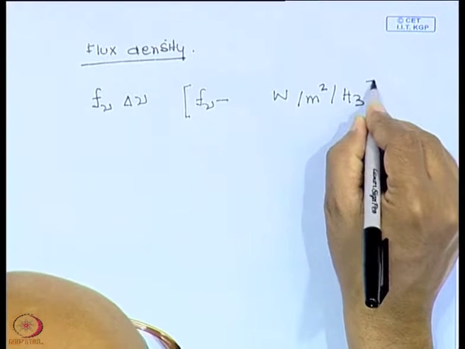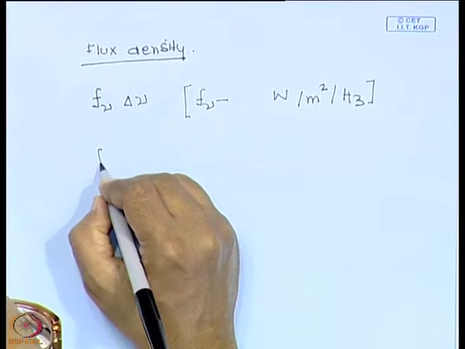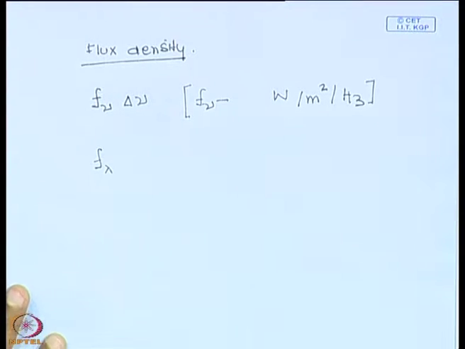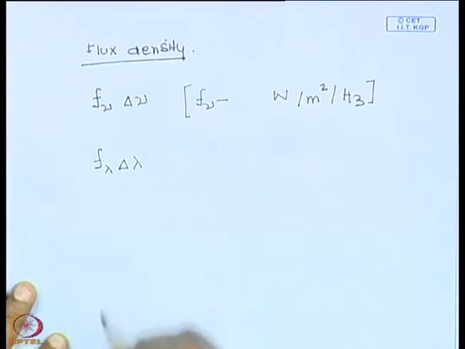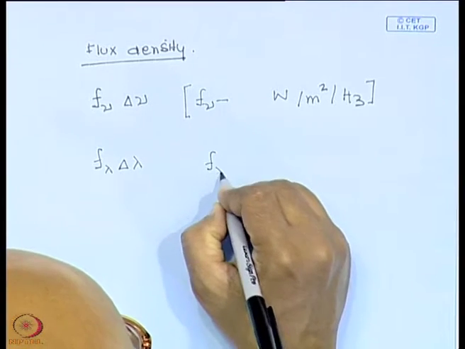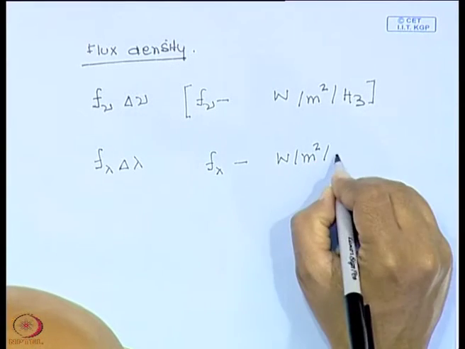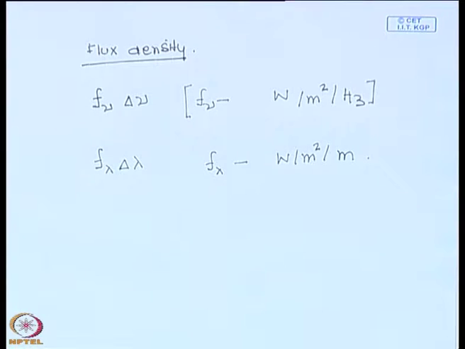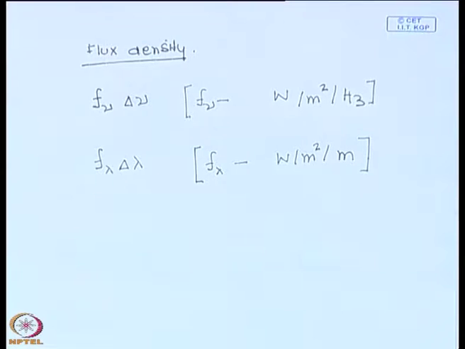We have already discussed how to describe radiation, or alternatively we could use F lambda, which is defined so that this into delta lambda tells us the amount of energy coming per unit area per second. Okay. So, F lambda has dimensions watts per meter square per meter. So, this we shall refer to as flux density.